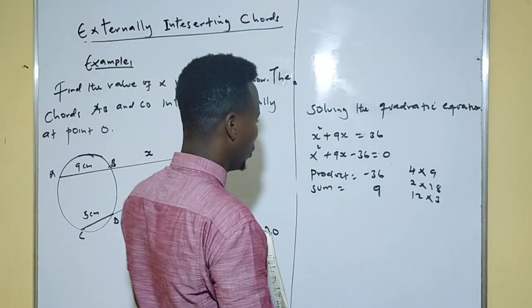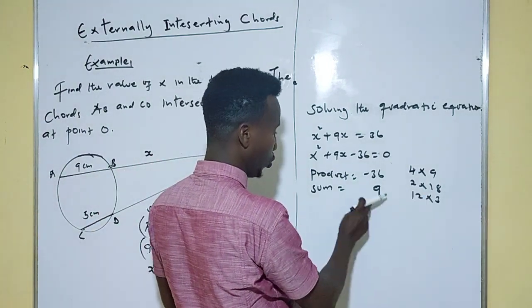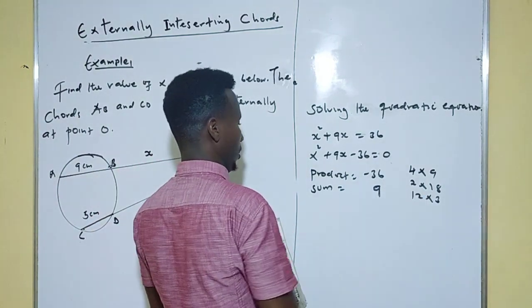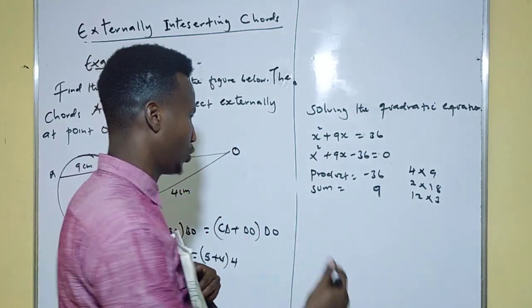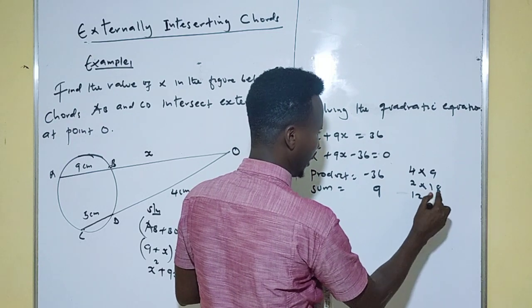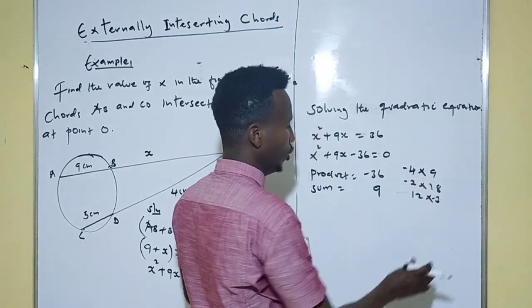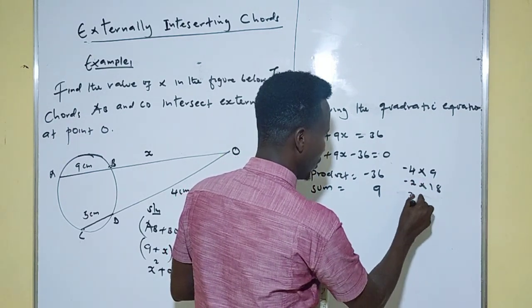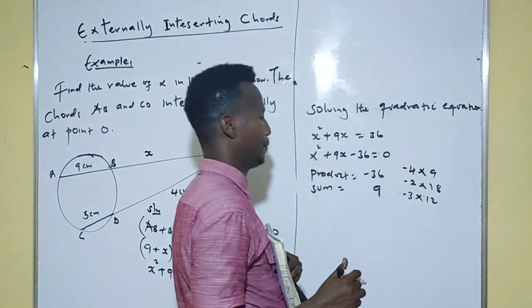Now we say the bigger number will have a positive sign because when you look on the sum side, we have a positive number. So we are going to say this will be positive, so this will be negative. So for you to understand, let's say like this: 3 times 12. So this will be negative.